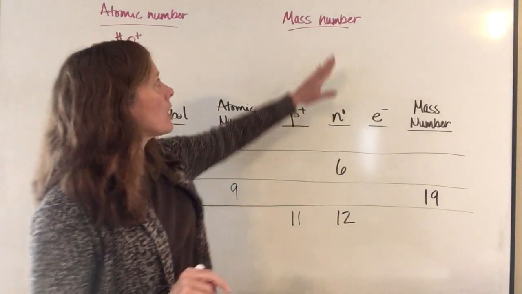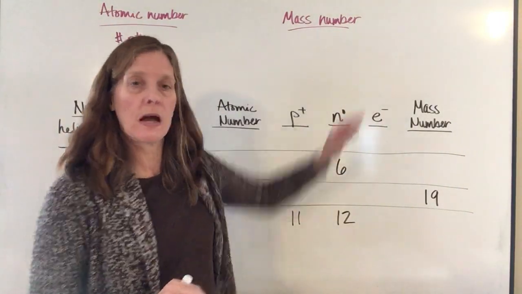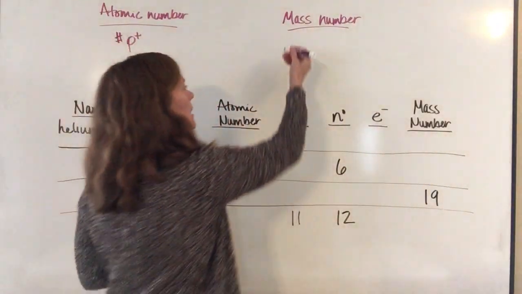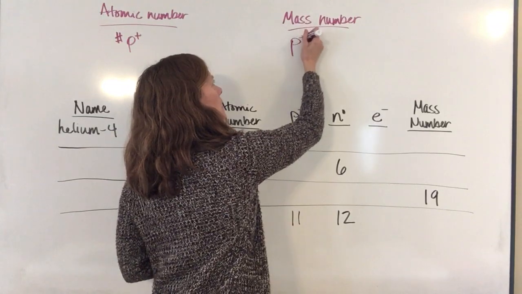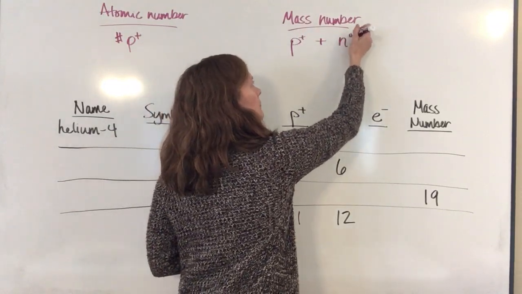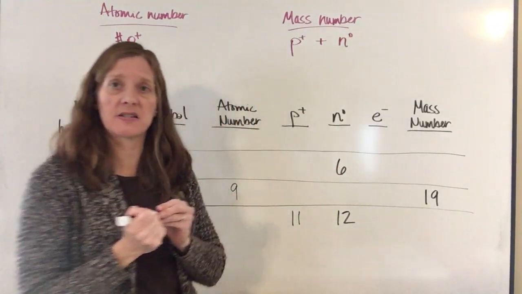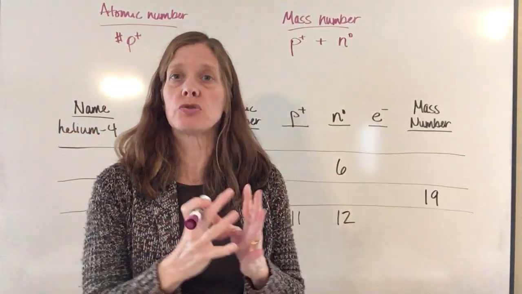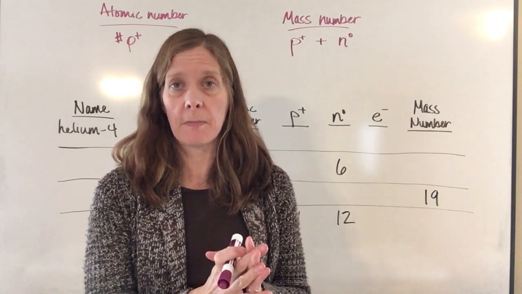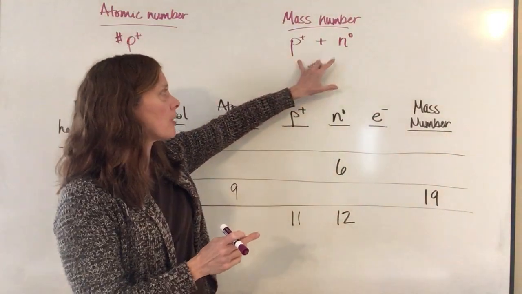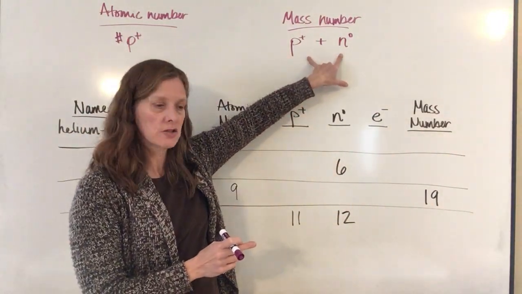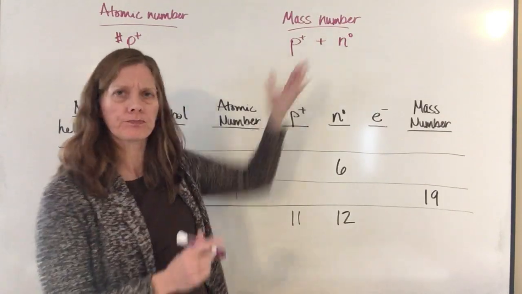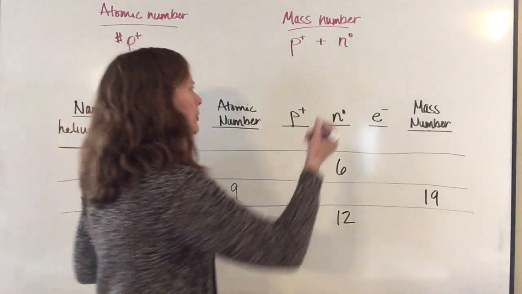And the other number is the mass number. Now, what we talked about yesterday is that the number of protons plus the number of neutrons is going to give us the mass of the atom. The electrons have a little bit of mass, but it's so small in comparison that we don't worry about it. And so we look at the number of protons and the number of neutrons. And so if I add that together, that gives me the mass number.